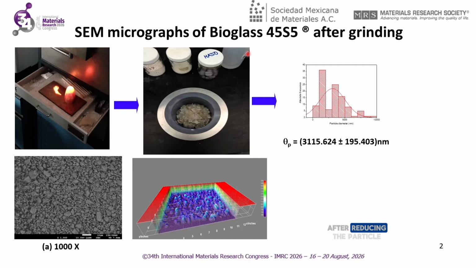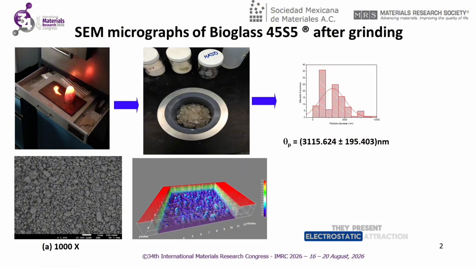After reducing the particle size, a diameter of 0.020 millimeters is achieved, resulting in a bioglass with an average particle diameter size distribution of approximately 3,100 nanometers. Through scanning electron microscopy, particle size diversity is observed. Particles exhibit diameters under 1 micrometer.